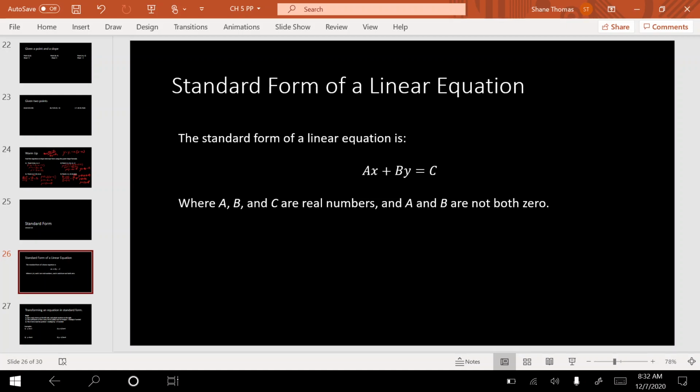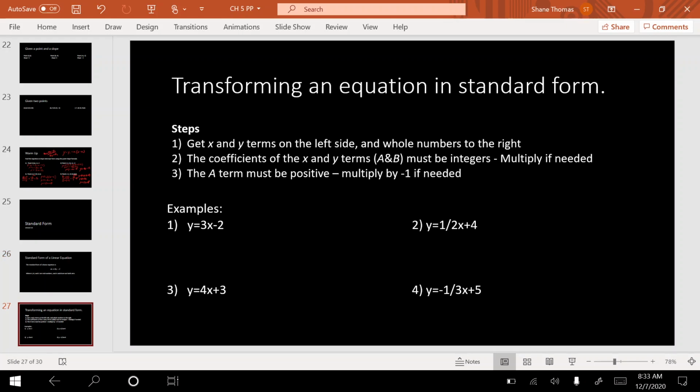Good. All right. So, first thing, if we want to transform an equation into standard form. It should say into, not just in. What we have to do is get the x and y terms on the left side, whole numbers on the right side. You want to make sure the coefficients of x and y are integers, so we need those to be whole numbers. And we need the a term to be positive.